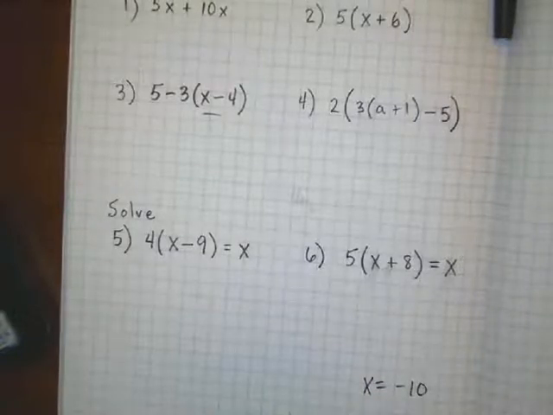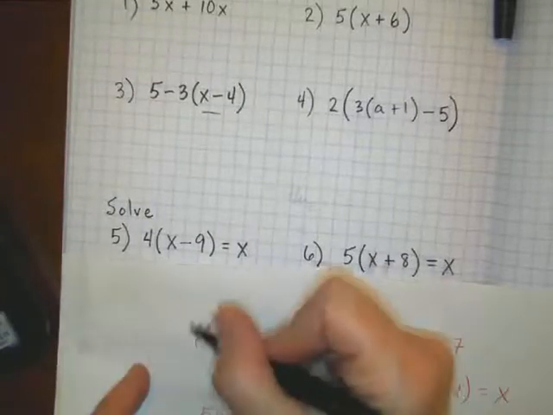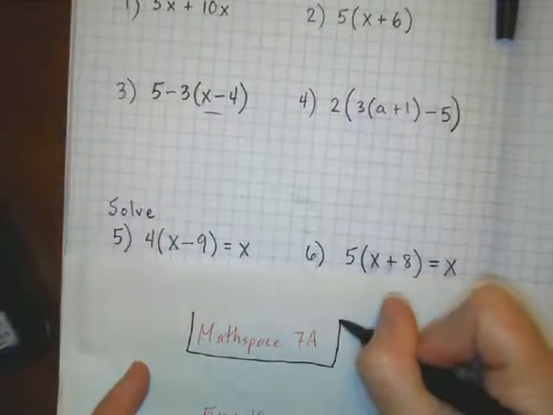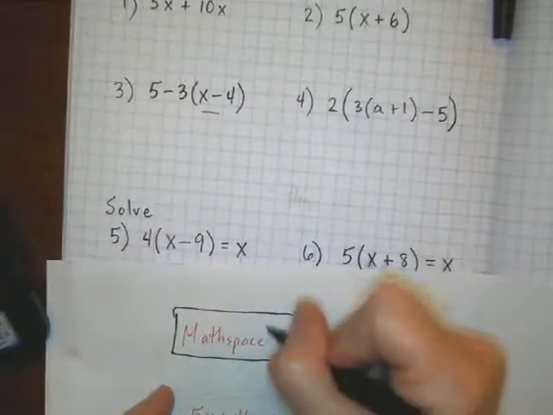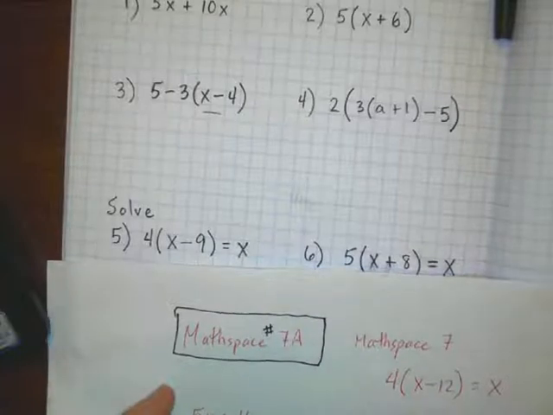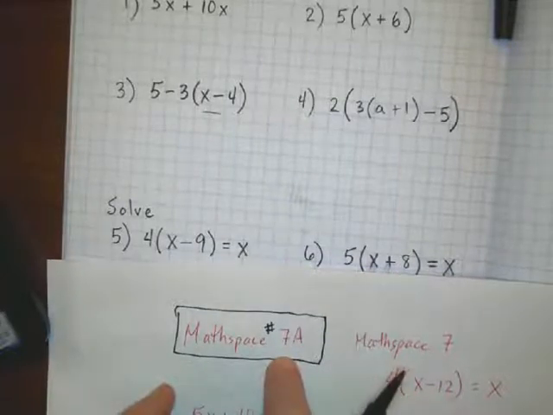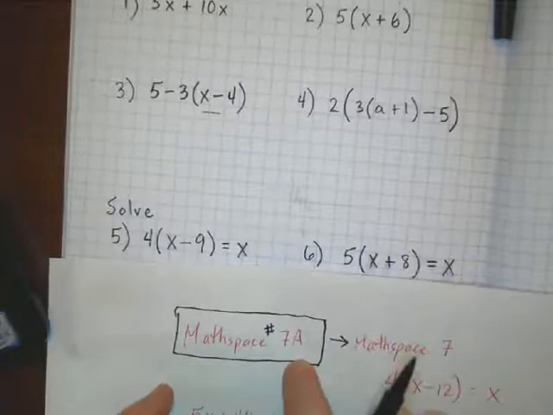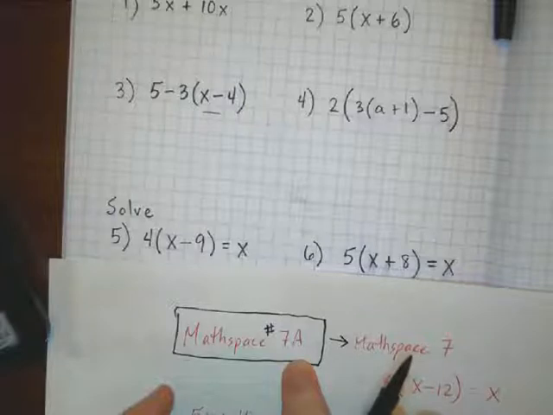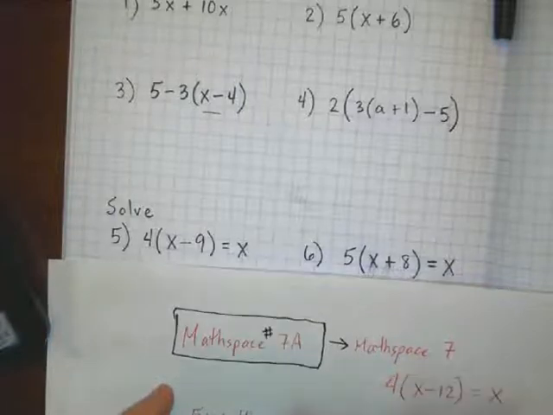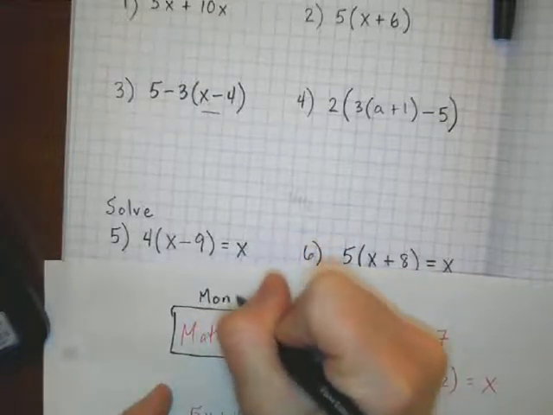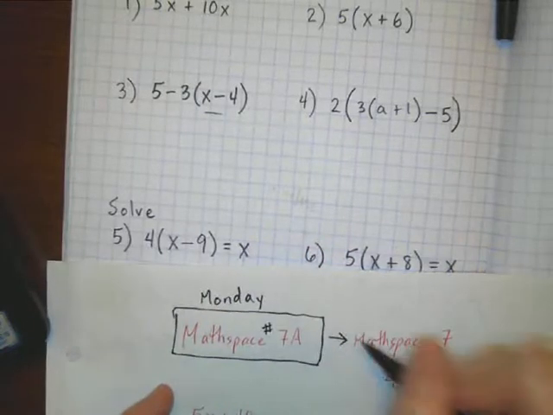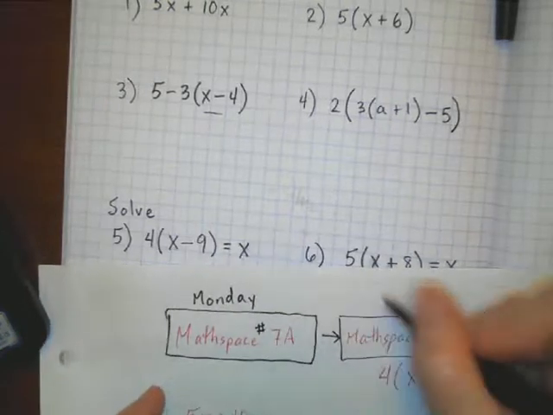Okay, so your classwork now, for those of you who haven't finished it, is to make sure you finish Math Space number 7A. If you've finished Math Space 7A, then you can go on to Math Space number 7. But I want to make sure everybody finishes Math Space number 7A today, Monday, March 16th. Okay, so this is for Monday. Then on Tuesday, I expect everybody to be working on this.